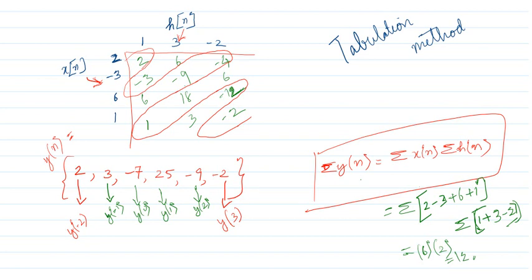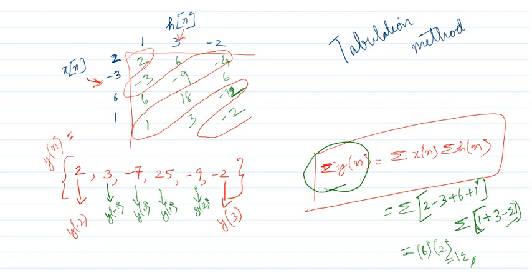What about the output? If I add the output, I will get the answer as 12. So you try to add 2 plus 3 is 5. 5 minus 7 is minus 2. Minus 2 plus 25 is plus 23. Plus 23 minus 9 is plus 14. Plus 14 minus 2, I get the answer 12.